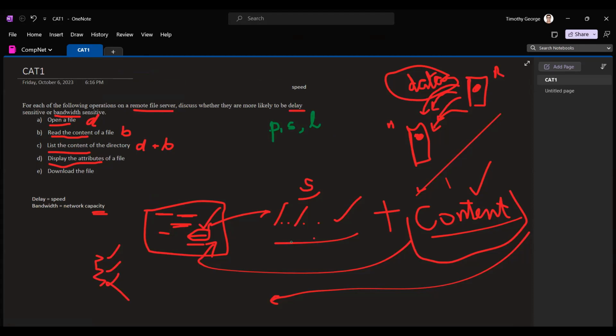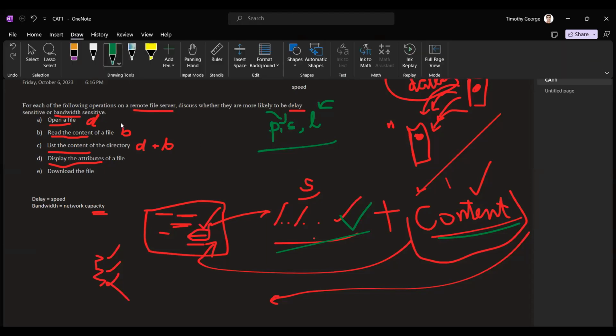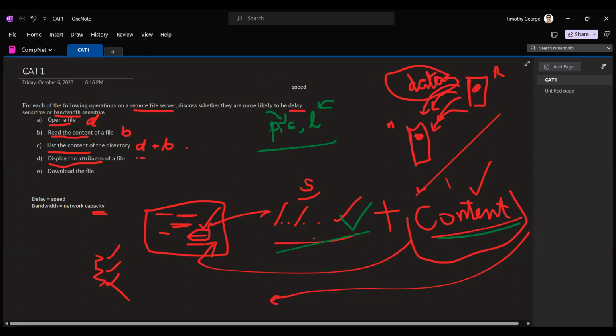Would you need to know the directory of where the file is for these? Yeah, because you need to know where the location is. So this is important. Directory structure is important. Would you need to know the content of the file? Yeah, because storage is there. So this is another example. As you can see, it's similar to the previous example. This is also something that's both delay sensitive and bandwidth sensitive, displaying the attributes of the file.